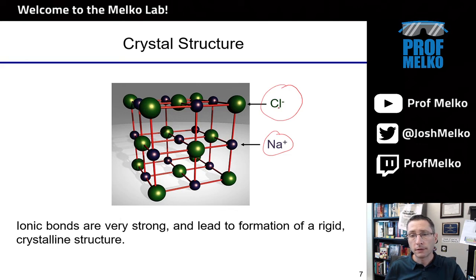Why? Because chlorine is now a negative ion. It's gotten bigger. Sodium is a positive ion. It has gotten smaller. And chlorine is further to the right on the periodic table, so it's larger than sodium anyways. Right? So now we can arrange these things, plus, minus, into this, what's called a lattice or crystal structure.